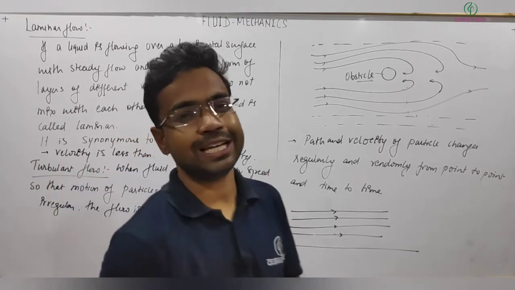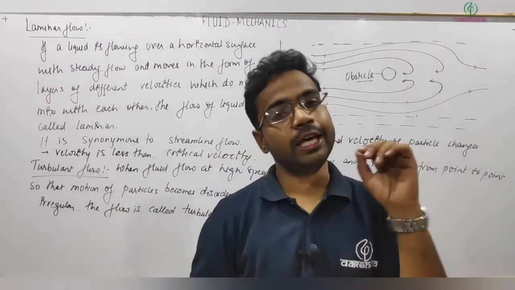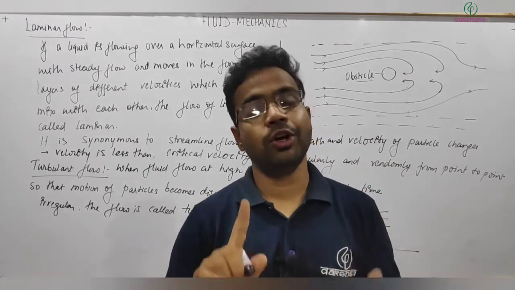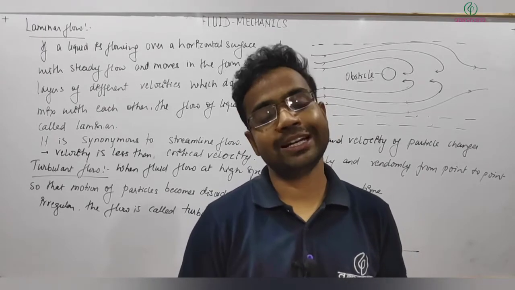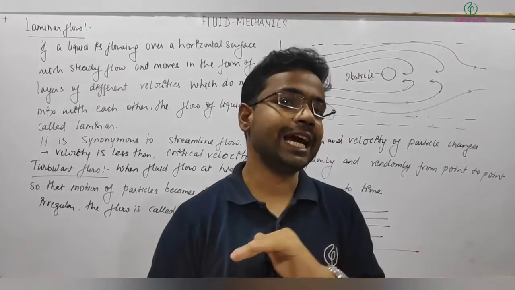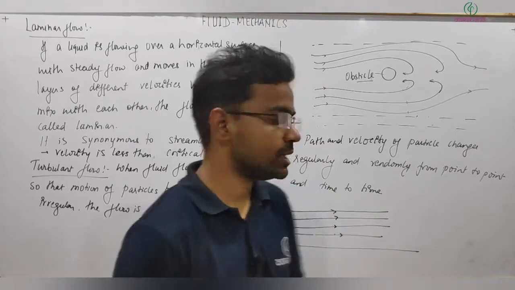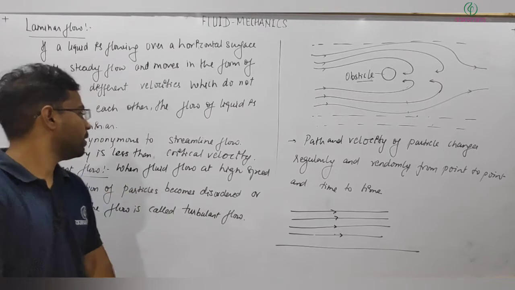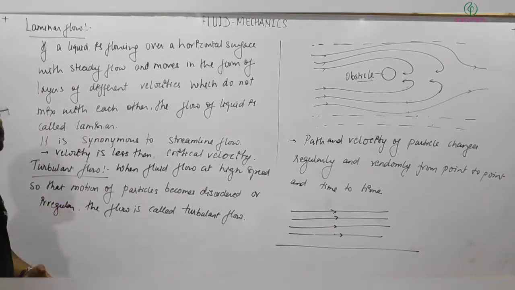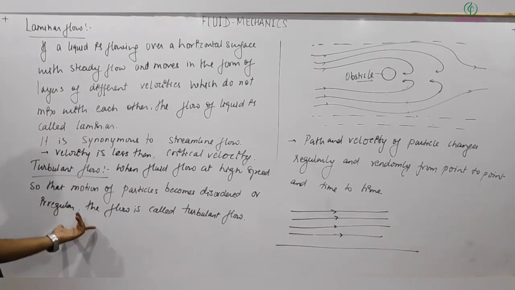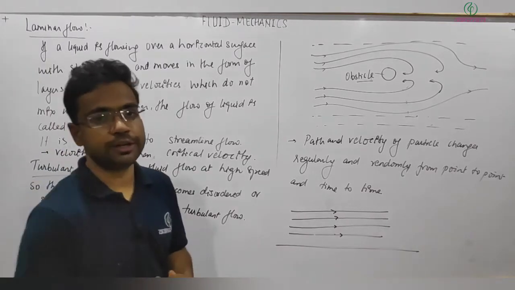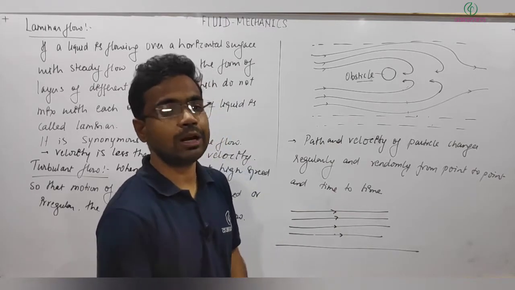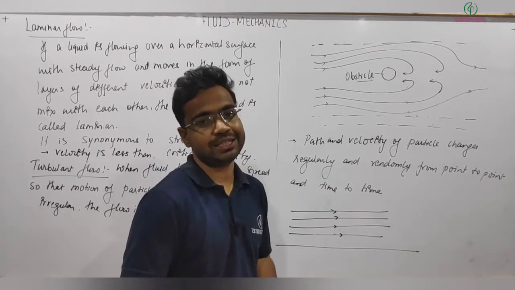In turbulent flow it's random flow, where the speed and direction of the particle velocity keep on changing regularly and randomly. This normally happens when the velocity becomes quite large. So when fluid flows at higher speed, so that the motion of particles becomes disordered or irregular, the flow is termed turbulent flow. In turbulent flow, the path and velocity of particles keep on changing regularly and randomly, from point to point and time to time.